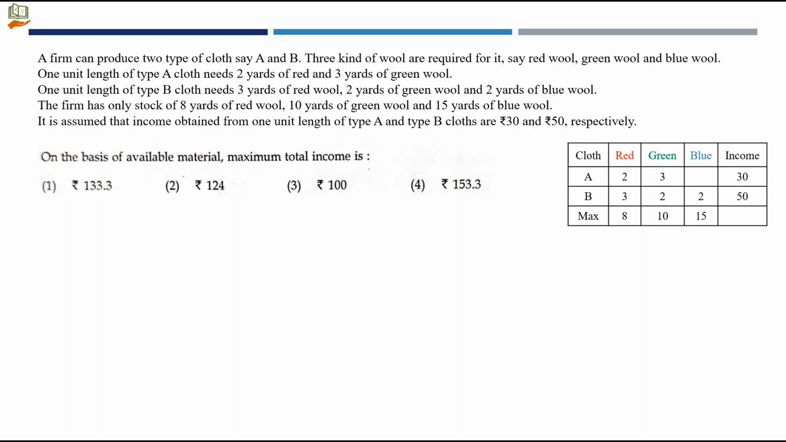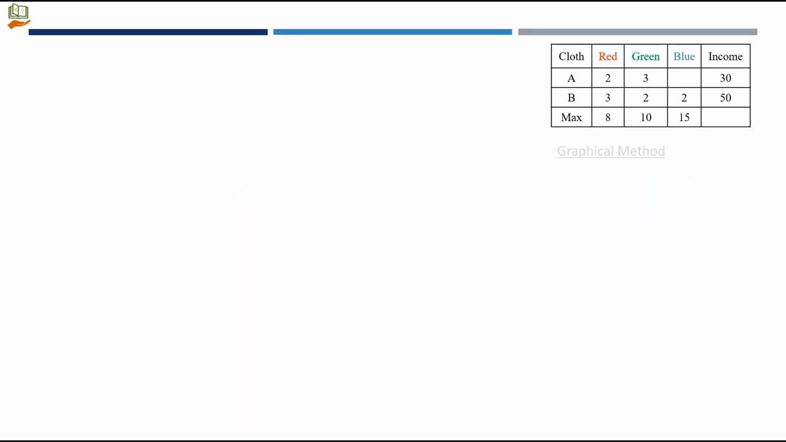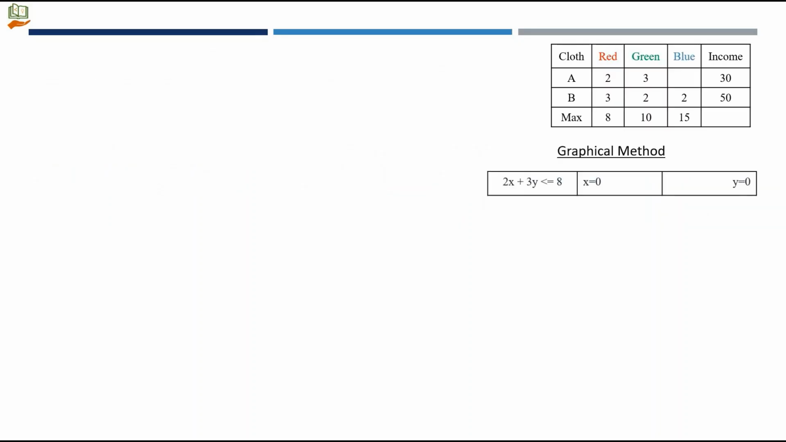I will solve this problem as usual in graphical method and simplex method. We will start with the graphical method. In graphical method, we have to take the constraints and make one of the variables 0 at a time. Let's take the first constraint, 2x plus 3y less than or equal to 8, and we'll make x to be 0. What is y? y is equal to 8 by 3. So here we should not use less than, we have to just keep it as equal to. Only then we'll be able to find this value.